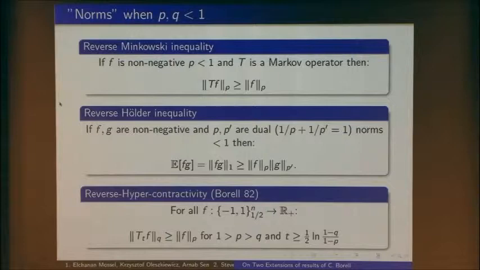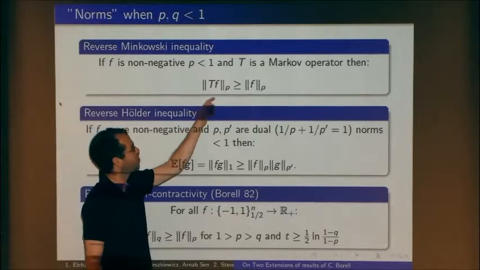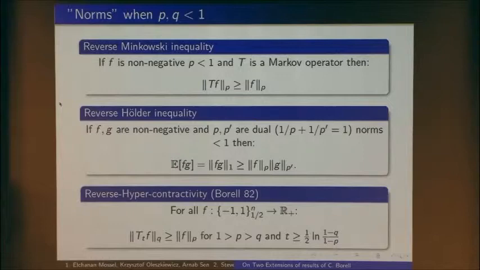averaging actually increases the p norm for p less than 1. Indeed, even before anything sophisticated, if you take a Markov operator and average a non-negative function, the p norm is going to increase. Similarly, if you want to apply something like Cauchy-Schwarz or Hölder's inequality, you can do it, but it goes in the opposite direction.